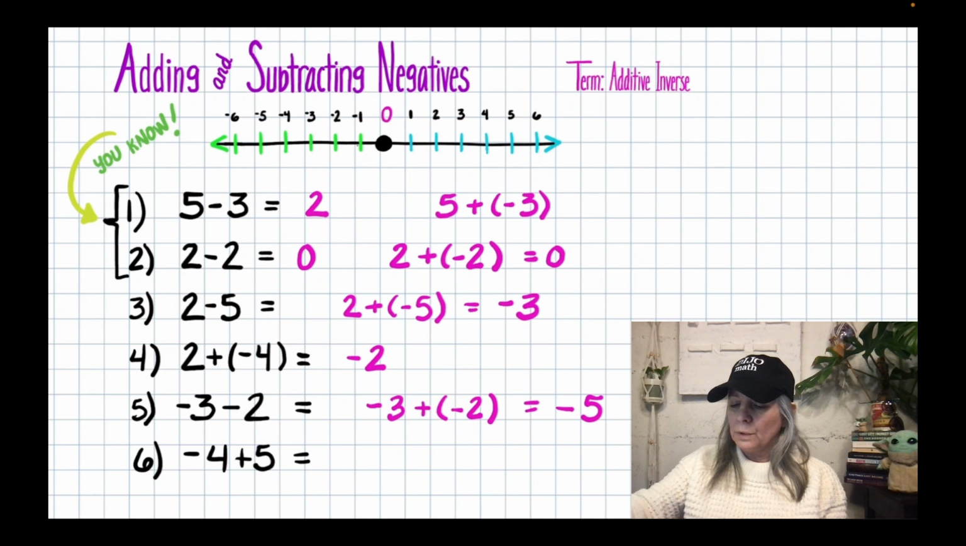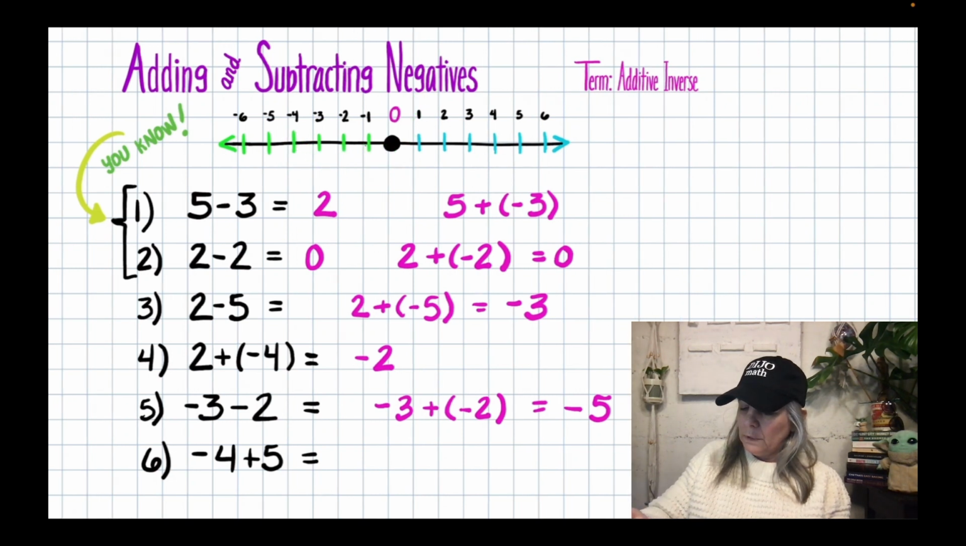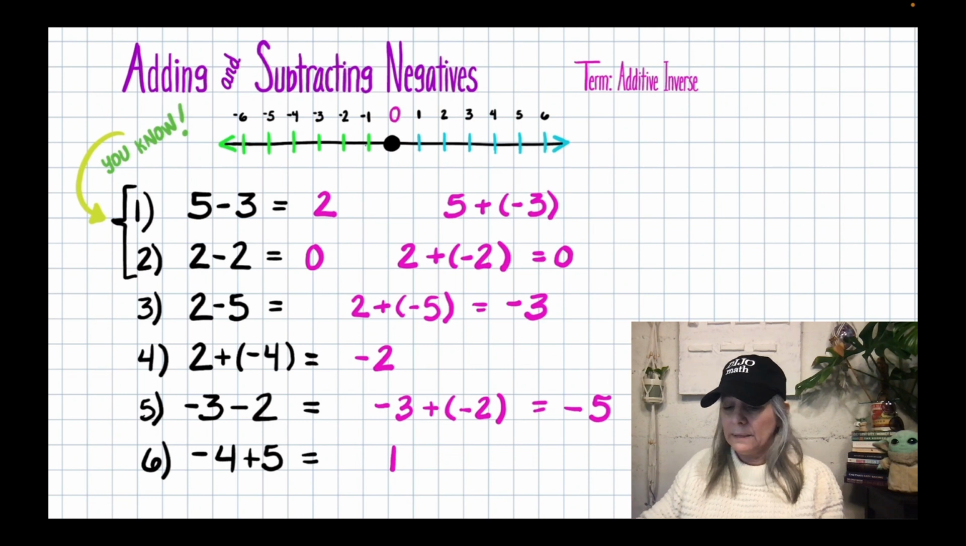And for this last one, we've got negative 4 plus 5. Let's go ahead and go straight to the number line. We've got negative 4 right here. And we're going to add 5 to it, so we're going to go to the right this time. So 1, 2, 3, 4, and 5. And there we end up at the number 1.